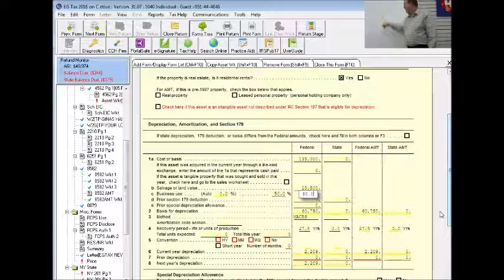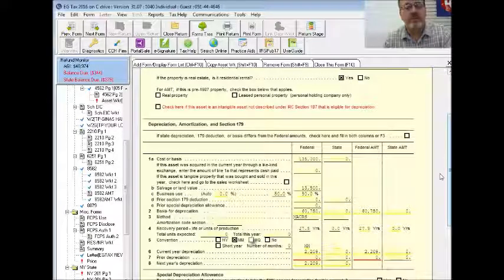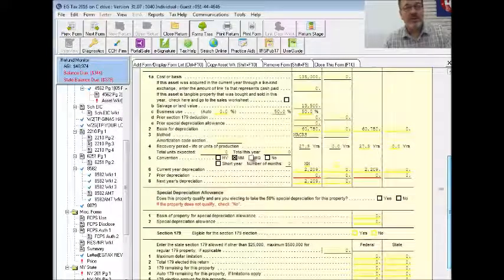Exactly. Okay. And what is my convention? Nope, that's my method. Mid-month. Mid-month, exactly. And what else is required on that? Prior depreciation. Okay. So at this point, it's a mid-month convention.